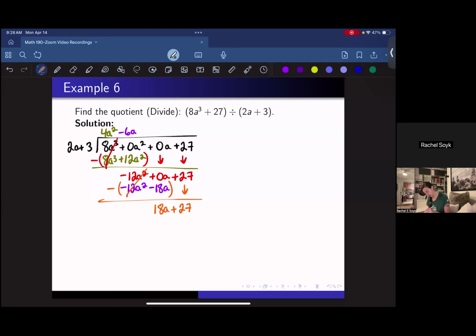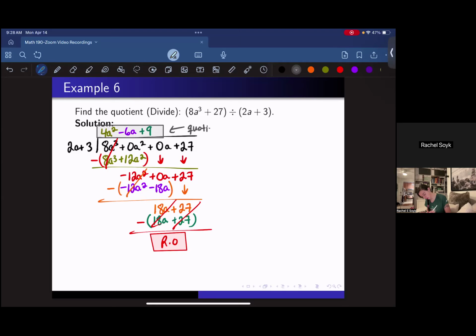2a times 9 gives you 18a. And then 9 times 3 is the plus 27. Would you look at that? Our remainder ends up being 0. So what does this tell us? This tells us that our quotient is 4a squared minus 6a plus 9.